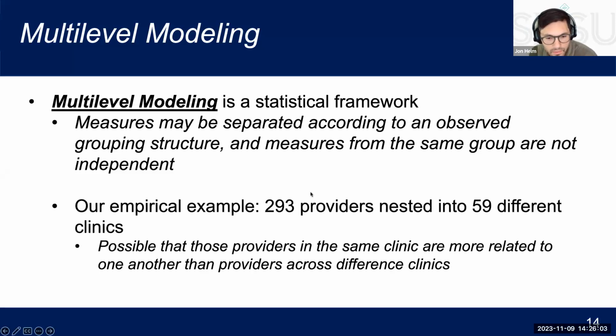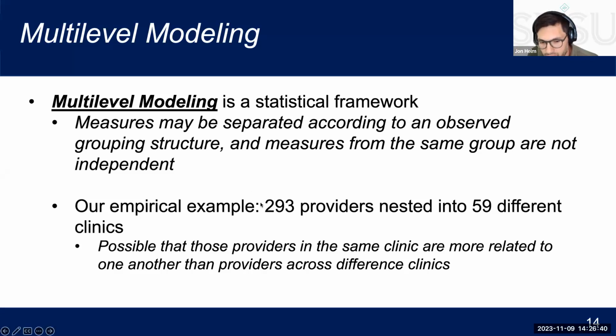So in our empirical example, we have 293 providers, and they're nested into 59 different clinics, okay? One way to treat these data, if I wanted to use just a regular regression and ignore the grouping, is to have 293 rows of data, one for each person. Then I could use X to predict Y in a regression analysis using those 293 rows of data. Based on the way it calculates standard errors and p-values, that regression analysis is going to assume that each row of the data is independent of every other row.